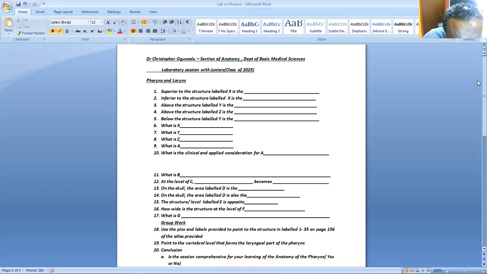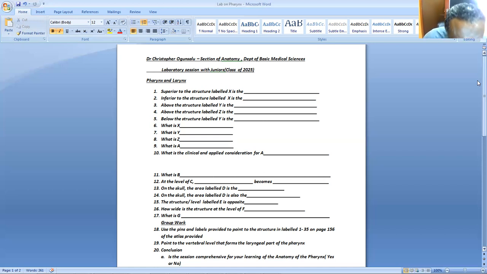Now the structure labeled E is opposite, so this is number 13. Now the structure labeled D, as I told you, is the basilar part of the occipital bone.